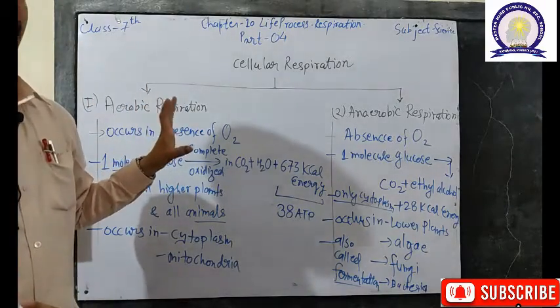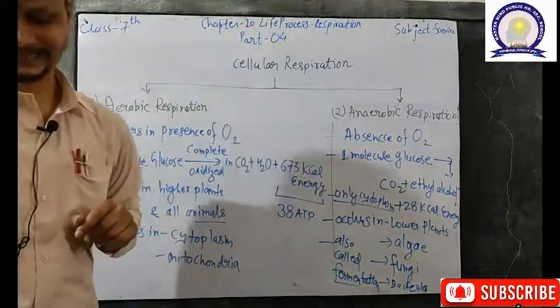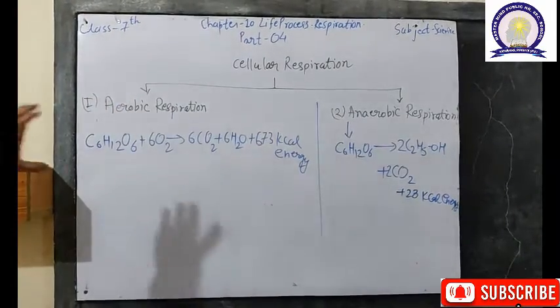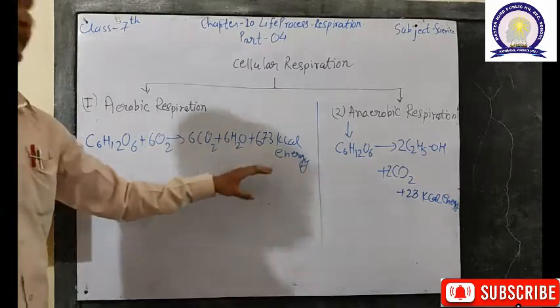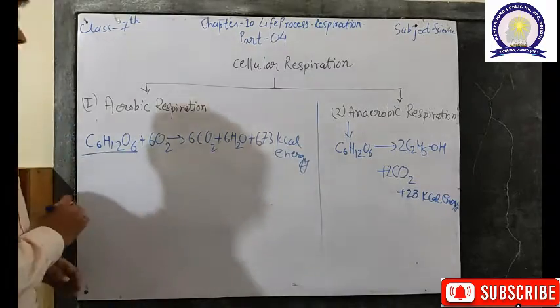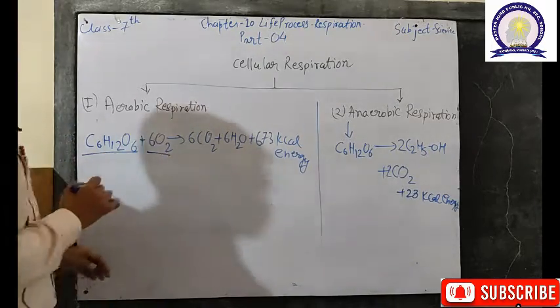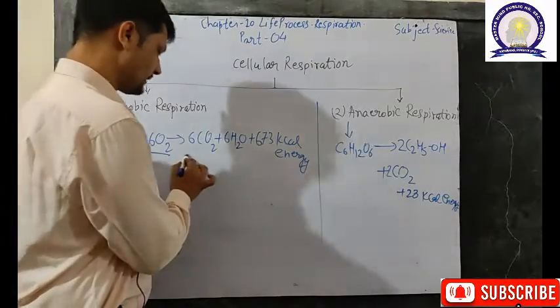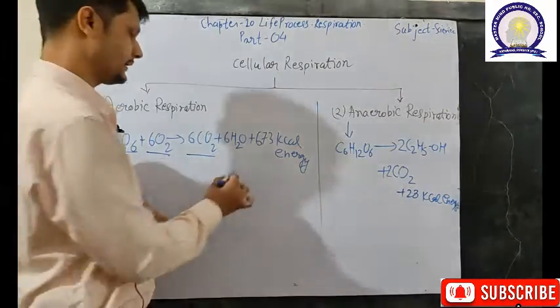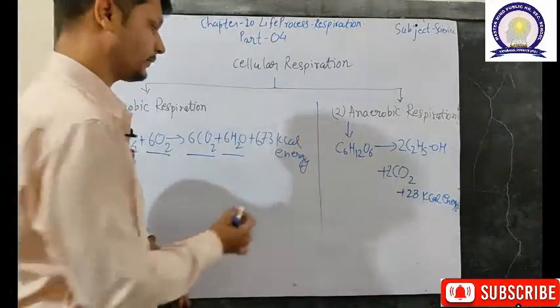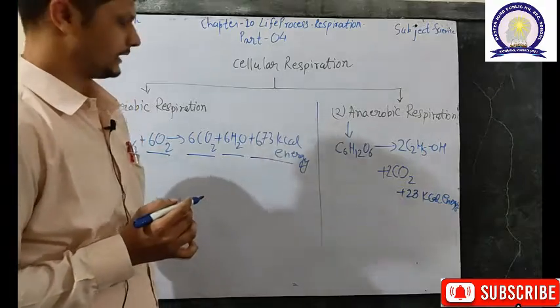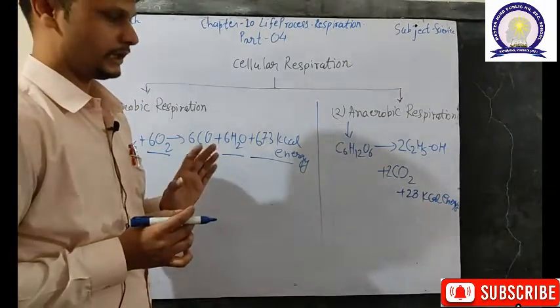What are the chemical reactions that occur in these two cases? As previously told, the chemical reaction depicts that one molecule of glucose is completely oxidized in the presence of oxygen in aerobic respiration, and converted to 6 molecules of carbon dioxide and 6 molecules of water, with the production of more energy, almost 673 kilocalories in the form of 38 ATP.